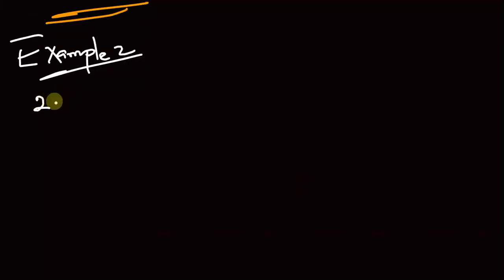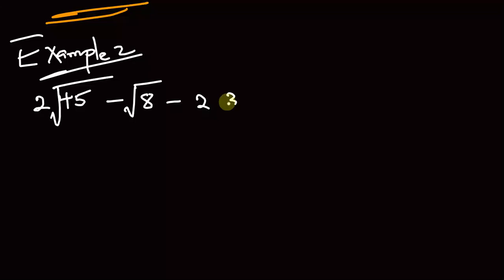Example 2. Write it down. On adding and subtraction of radicals. And it is 2 root of 45, we minus root of 8, the way it is. Then minus 2 root of 32, root of 32 that way. Then minus 2 root of 18.